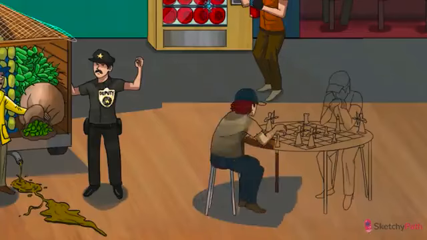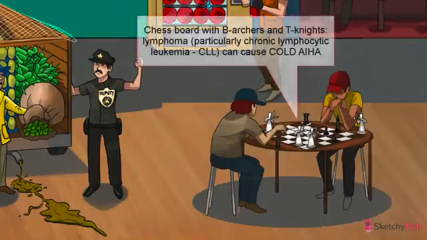It's not all beer and meat on sticks and DVTs. They're actually quite a cerebral bunch. Actually, at most truck stops, you're likely to witness a chess game or two. A chessboard filled with B-cell archers and T-cell knights is our recurring symbol for lymphoma.